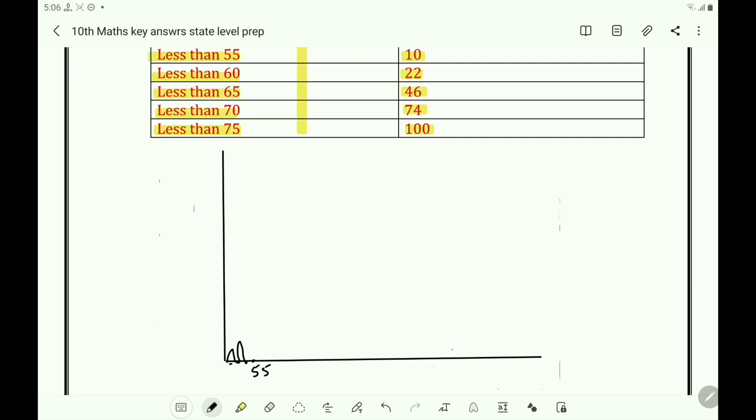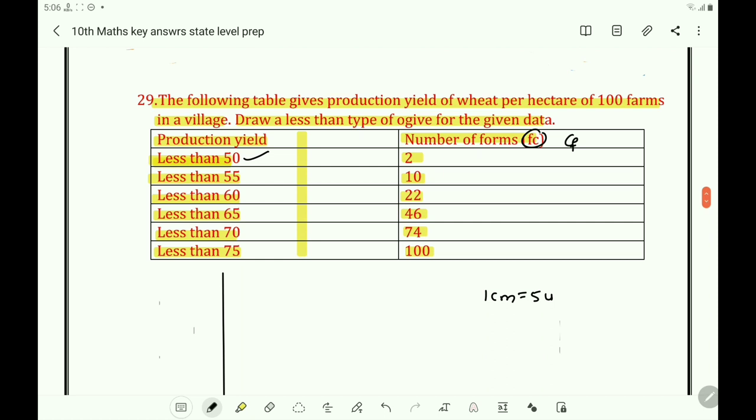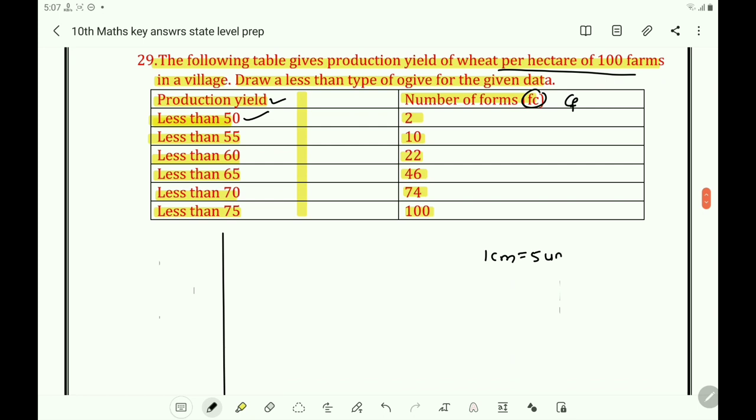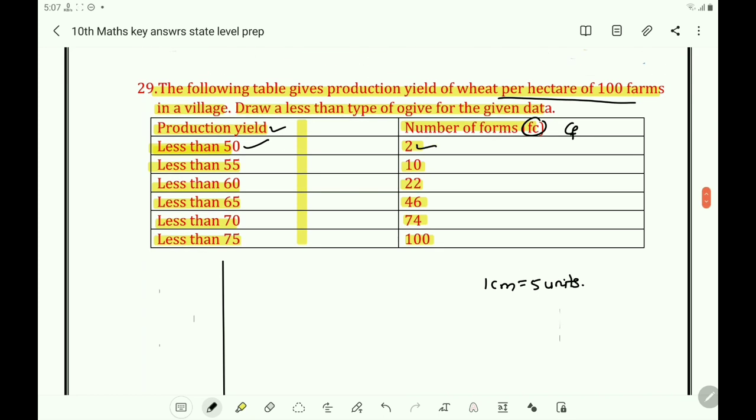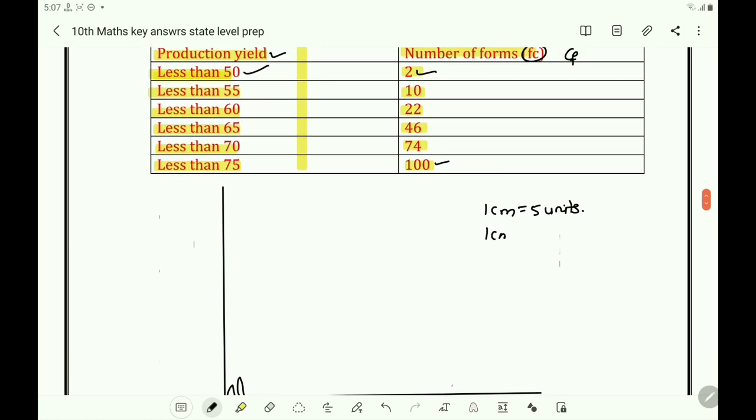Then you start from 55 and you take 1 centimeter equals 5. What is it? It is production yield, for hectare of 100 farms the yield is given, so you take it as units, the measurements are not given. Next, it starts from 2 and ends at 100. So you can take 1 centimeter equals 10 CF, that is on the y-axis.